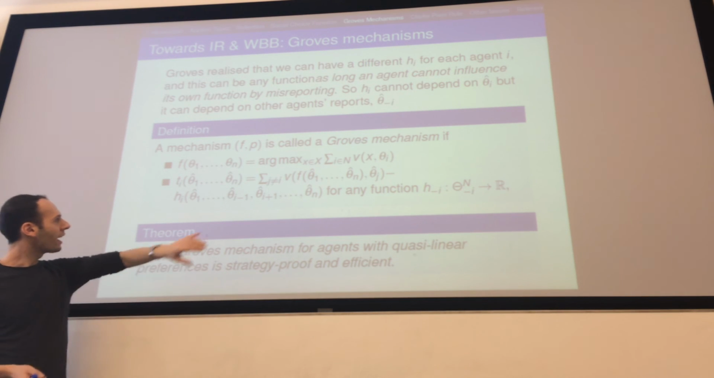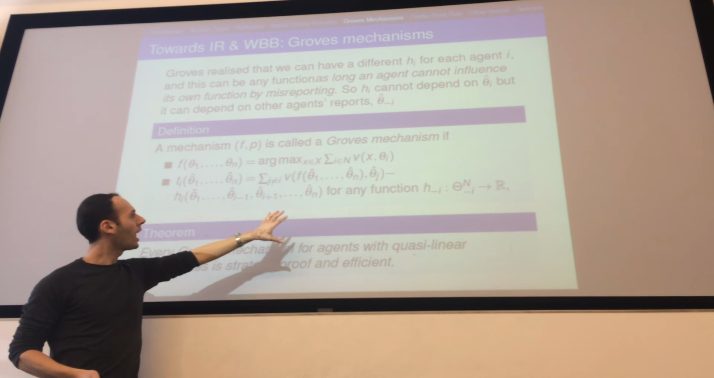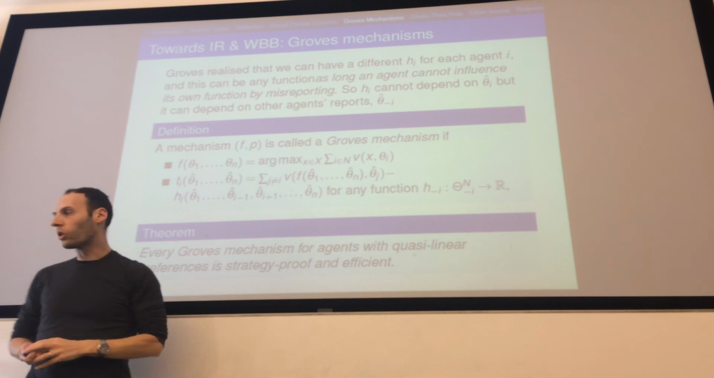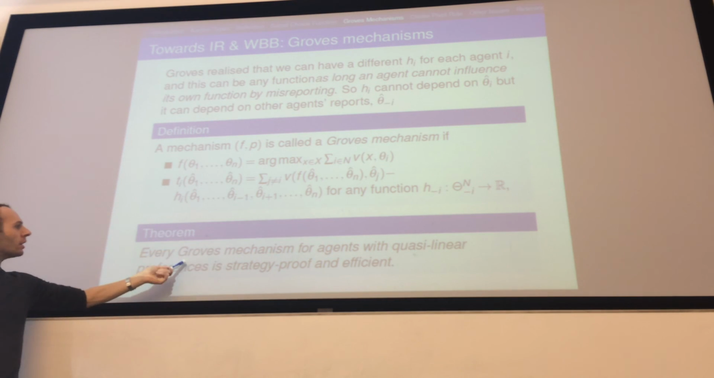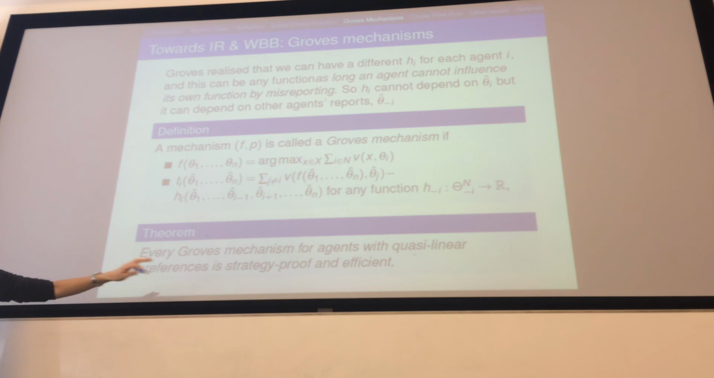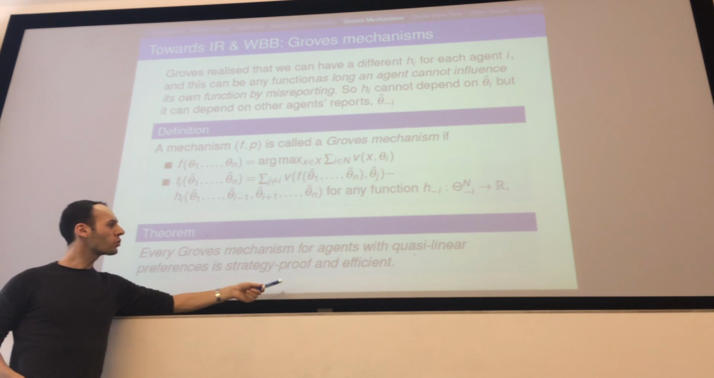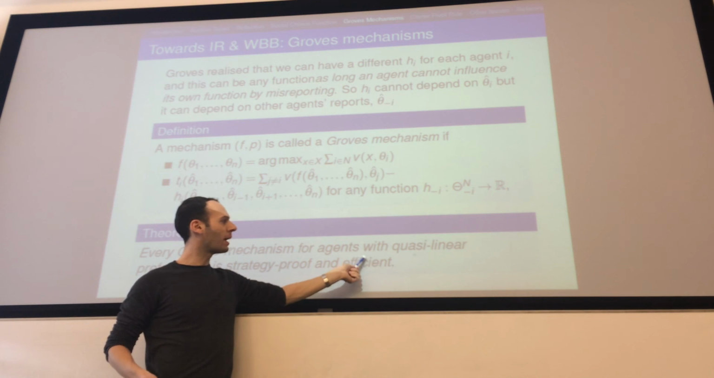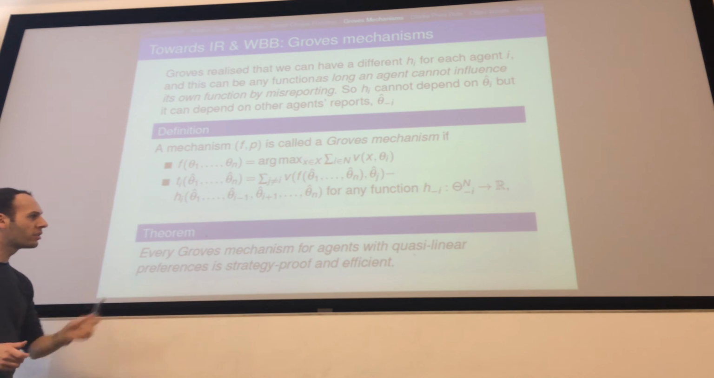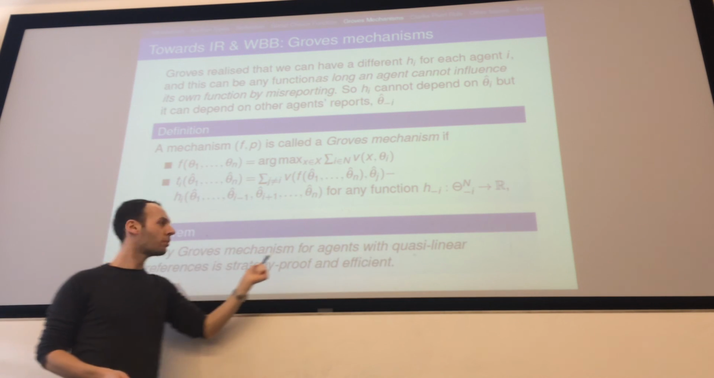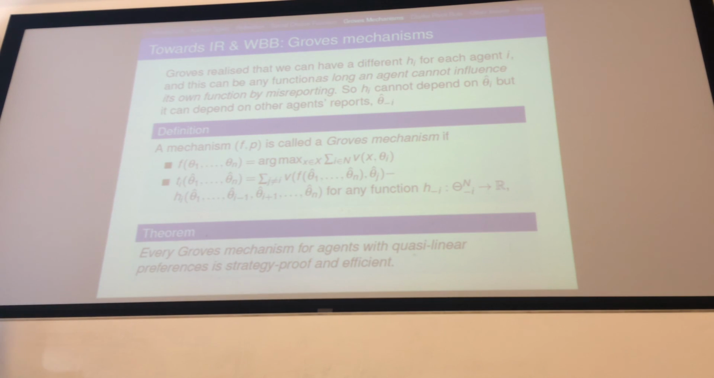Now, this kind of class of mechanisms are called Groves mechanisms, after Theodore Groves. So we have this whole class of mechanisms now, and they're all incentive compatible, or strategy proof. They're also all efficient because we are maximizing the social welfare. That's the same as being efficient. And it does assume quasi-linear preferences. Okay? So we have this whole class.